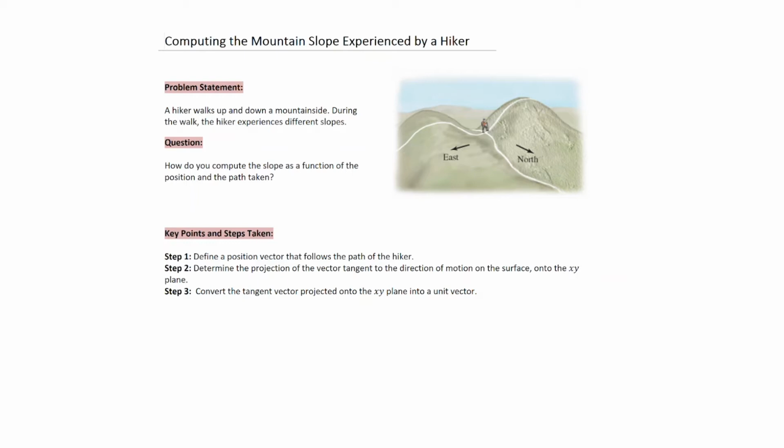So the key steps taken to solve this problem. Step one is to define a position vector that follows the path of the hiker. So that means the vector will have three components. Step two is to determine the projection of the vector tangent to the direction of motion on the surface onto the xy plane. That is basically the vector with the z component removed. That's the tangent vector. The third step is to convert the tangent vector projected onto the xy plane into a unit vector. We are interested only in the direction and not the magnitude, and so a unit vector is a suitable choice for determining direction.